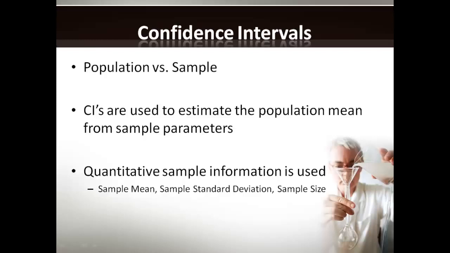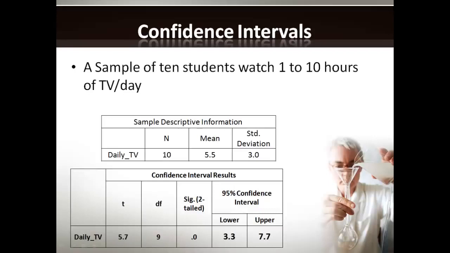So when we find a sample mean, we want to try and determine what the population mean is. And confidence intervals are a way that we use to estimate the population mean from sample parameters. So what we do for this is we use sample information, parameters from our sample being sample mean, sample standard deviation, and sample size, and use a confidence interval calculation to try and estimate what the population mean is based on that sample. So this is an example of a confidence interval being used.